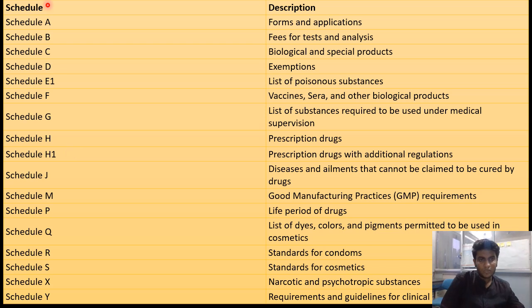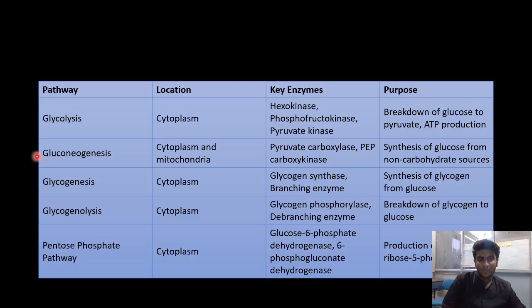No, you need to know the difference from A application, B fees, C biological, C parental, C1 non-parental biological, D exemption from import, E poisonous, F vaccine sera, G medical supervision, H prescription, H1 with additional regulation, J ailments that cannot cure, M1, M2, M3. So all these in detail, P life period, P1 pack size, R mechanical contraceptives, S standards for cosmetics, X narcotic and all. So you need to know the tables well.